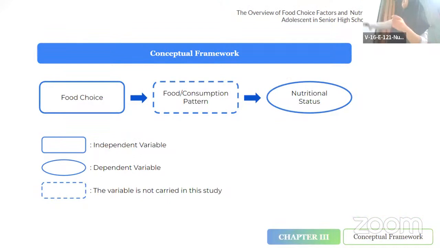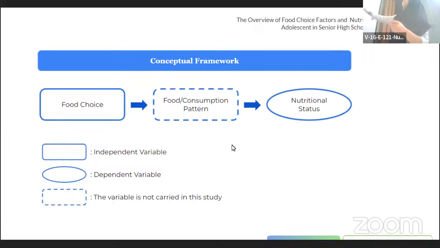By having the theoretical framework before it, in my research I simplified the conceptual framework: the independent variable is food choice, and the dependent variable is nutritional status. But along the way of food choice influencing nutritional status, there is another factor that can also influence an individual's nutritional status, which is the food consumption pattern. But in this research, we don't carry this variable.